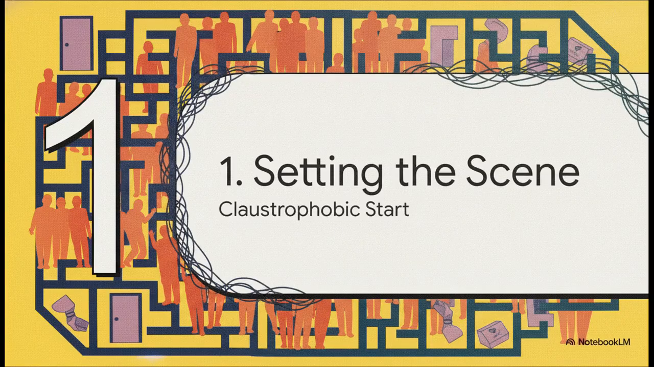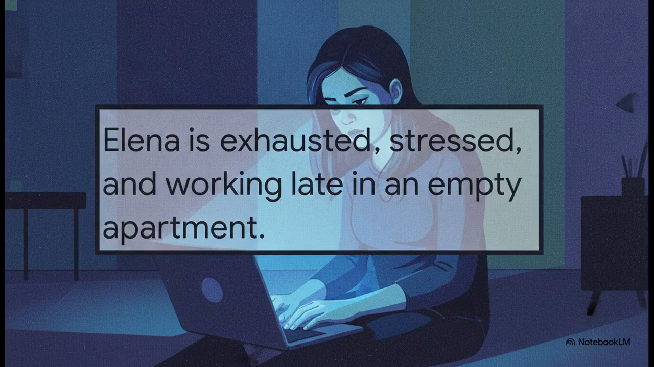Moving on to Section 1, setting the claustrophobic scene. Look, before you can scare an audience, you have to trap them. And you do that by grounding the setup in a relatable, everyday scenario that just feels undeniably real. So, here's our protagonist, Elena. She's in her 30s, she's exhausted, stressed out, and working incredibly late in this empty apartment. I mean, we've all been there, right?